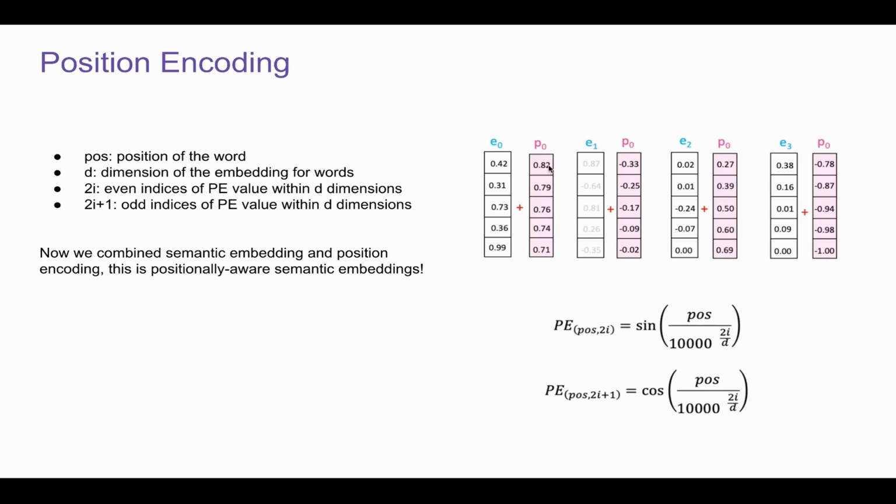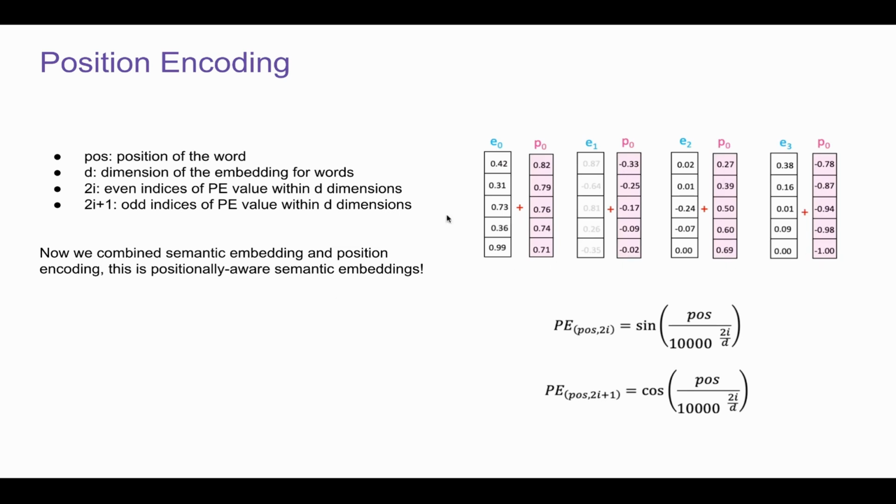In this case, our word embedding has 5 dimensions, and 2i means the even indices of the position encoding within those D dimensions: 0, 2, 4. 2i plus 1 is the odd indices. For the even values, you use the first sine formula. For odd positions, you use the second one, the cosine value. And just to clarify, all the values I put here are fake.